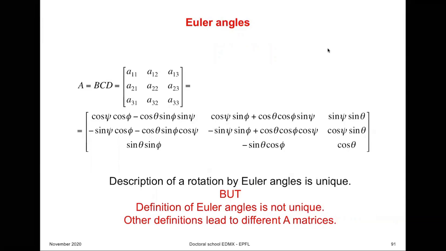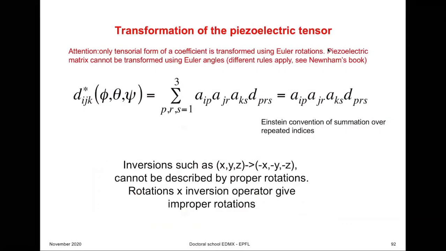We should be careful. While the description of rotation by Euler angles is unique, the definition of Euler angles is not unique. One type is used in mechanics, another in quantum mechanics, one in aerospace engineering, and they will all give different A matrices. The final result is the same, but you cannot mix angles from different matrices, so you have to be careful and know exactly which Euler convention you are using.